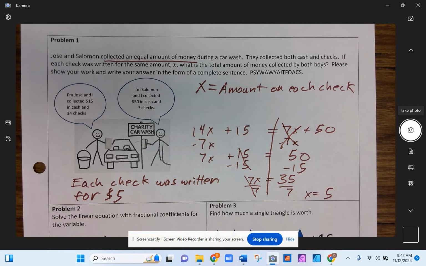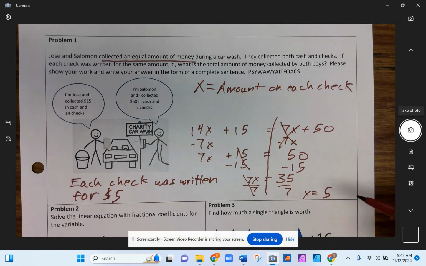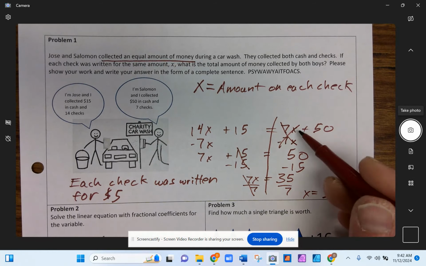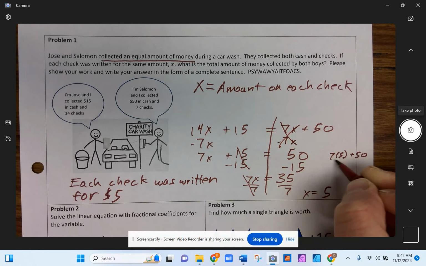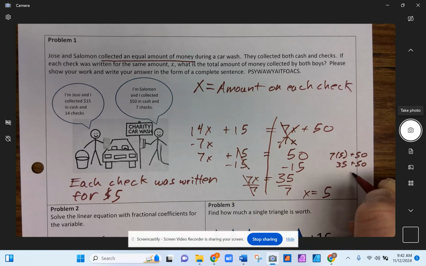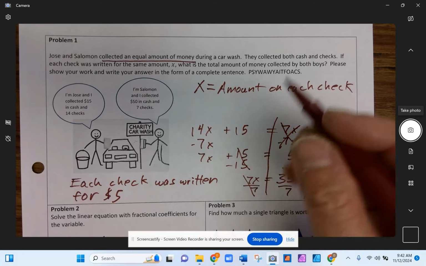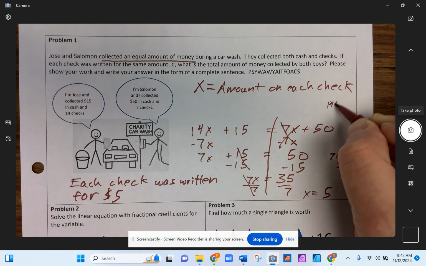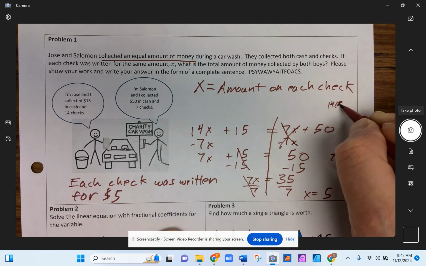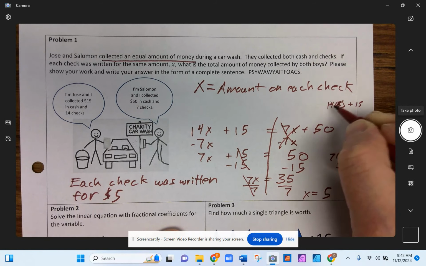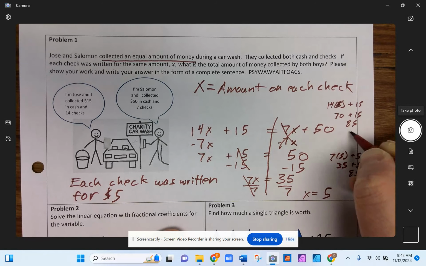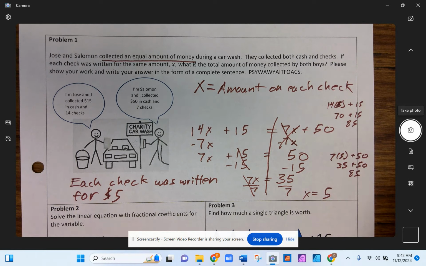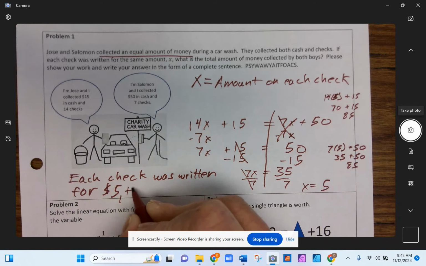Okay, so the total amount of money, once we have that 5, we'll basically take this 5 and plug it in to double check our work. We can do it on either side of the equation, so we'll just do it on Solomon's side. It's 7 times 5 plus 50. 7 times 5 is 35, plus 50 is $85, right? And if we do it on the other side, 14 times 5 is 70, plus 15 is 85. So 85 equals 85, right? Each check was written for $5, so they each collected $85.